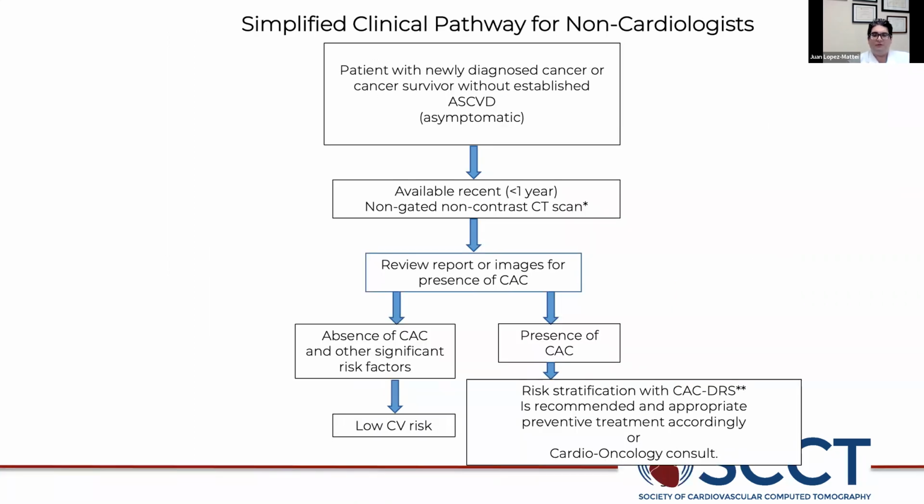This is a simplified clinical pathway for non-cardiologists, where you have a patient in your oncology or radiation oncology clinic with newly diagnosed cancer, or, for example, doctors that are participating in survivorship clinics, a cancer survivor without established atherosclerosis who is asymptomatic. Then see if they have a recent non-gated non-contrast CT scan and look for evidence of calcifications. If they don't have calcifications, likely their risk is low or lower. If there's presence of calcium, then their risk needs to be estimated further, and consider a cardio-oncology consult. So this is more tailored towards the non-cardiologists. Or there are oncologists that do cardio-oncology, so they will take it from there as well. But I'm just mentioning that this is a simplified clinical pathway.